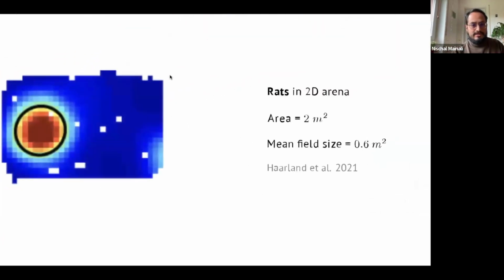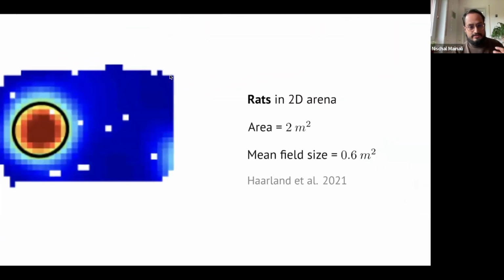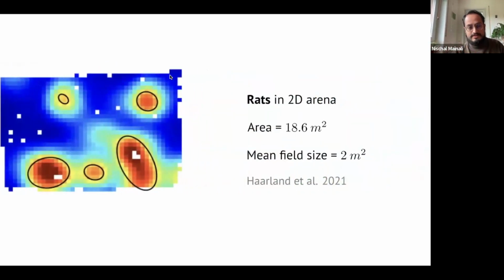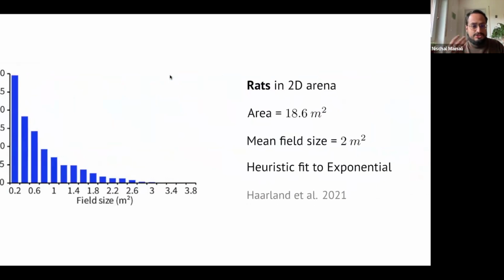Now in 2D, we get a similar situation qualitatively, where in a small 2-meter square arena, you get these really nice classical place fields. But when you go to a larger environment, you start getting situations like this, where there are multiple fields and the shapes of the place fields themselves are variable. And if you look at the histogram of the area of the field sizes across all the cells, you get a distribution like this.